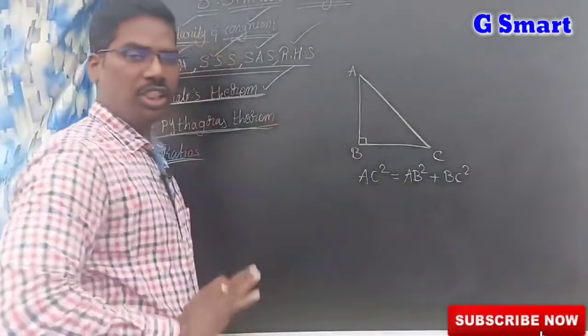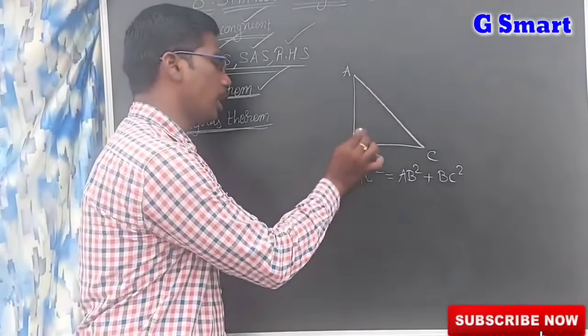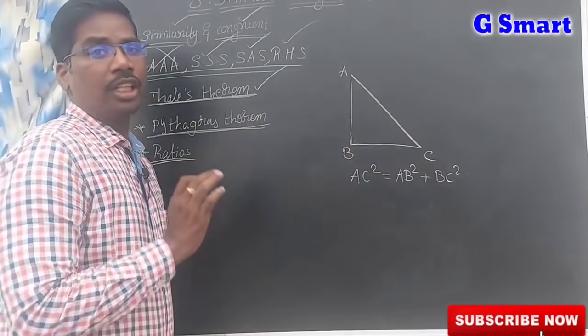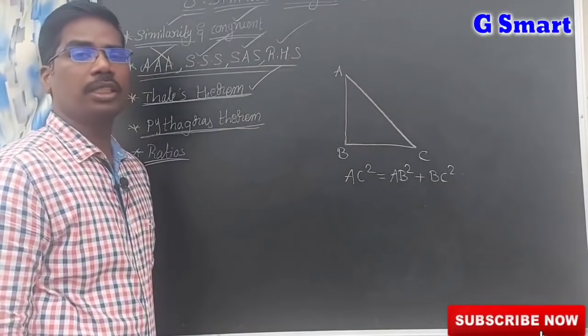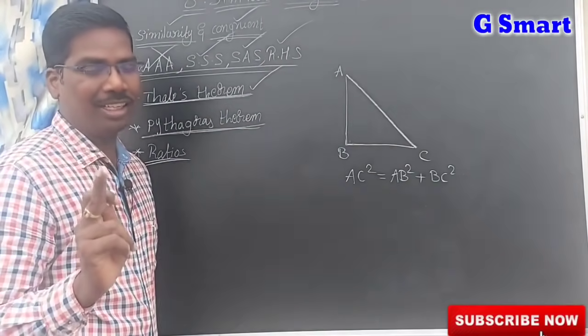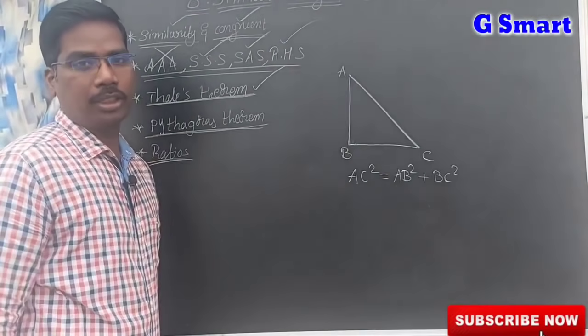In a triangle, we should not say this is a right angle triangle. In the converse, we should not say this. In a triangle, if the square of one side is equal to the sum of the squares of the remaining two sides, then the triangle is a right angle triangle. So this is called the converse of the Pythagoras theorem.